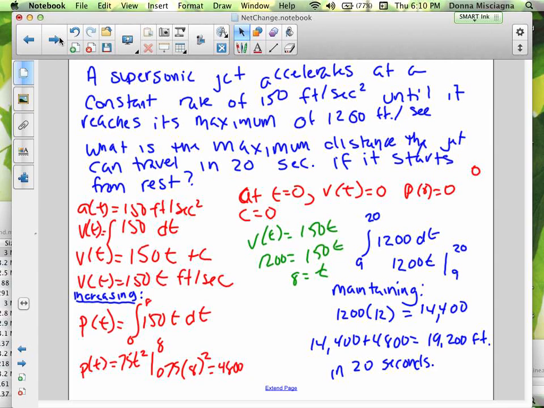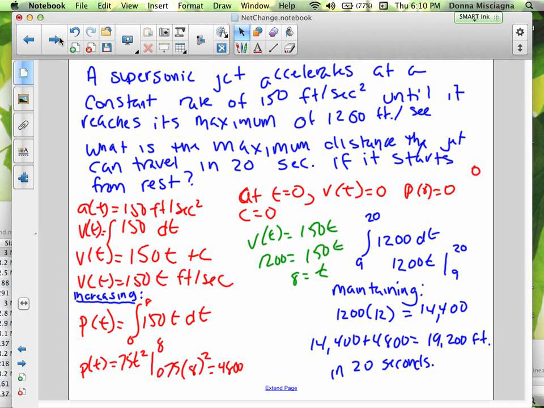All right, so it'd be 150 t squared divided by 2, which is 75 t squared, evaluated from 0 to 8. If I plug in the 0, it's going to be 0. So 75 times 8 squared gives us 4,800. That's the time it's increasing. And then it's going to be maintaining, right? Once it reaches its maximum of 1,200, it's going to stay there. So now for the rest of this, from beyond 8 seconds, we're going to integrate the 1,200 dt. So be careful.